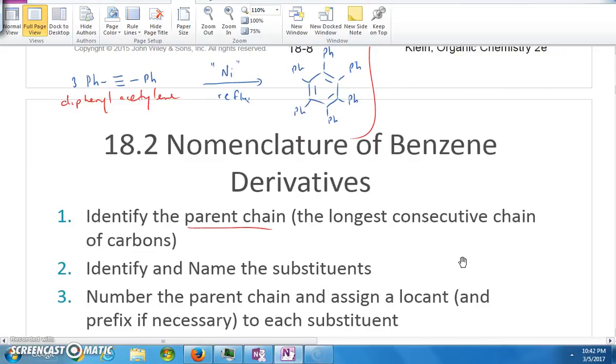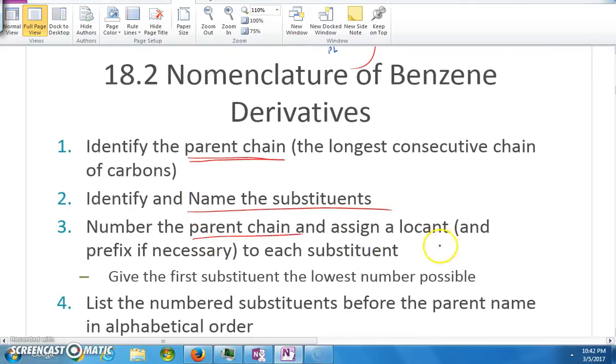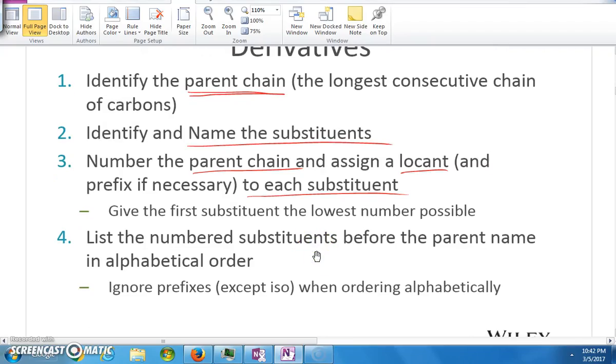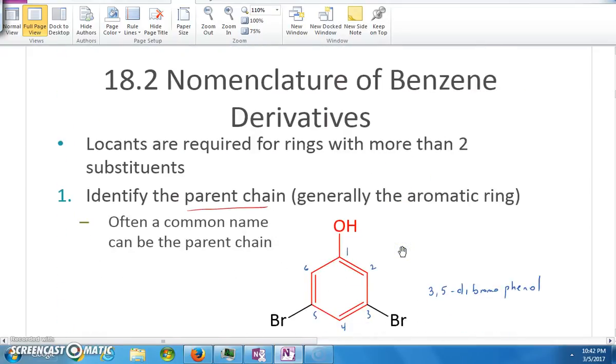Nomenclature of benzene derivatives. Of course, you identify the parent chain, which is the longest chain, right? And then you identify and name the substituents, and then you number the parent chain and assign a locant to each substituent. Give the first substituent the lowest number possible. Of course, remember when you number, you want to number in such a way that you get the lowest numbering possible. And then you place the substituents in alphabetical order in front of the parent name. And basically, that's how you get that.